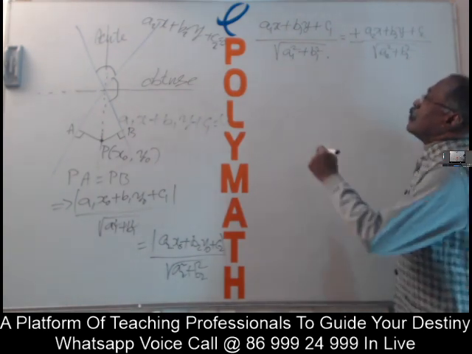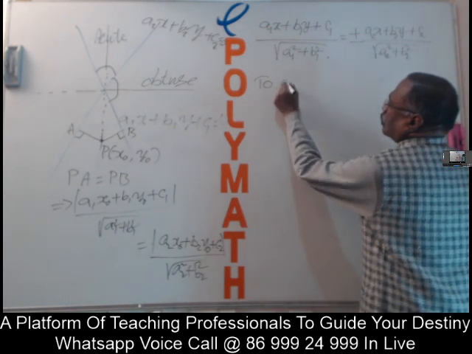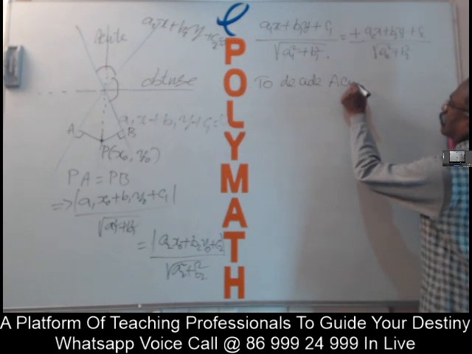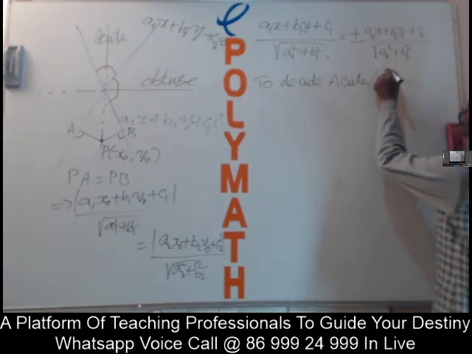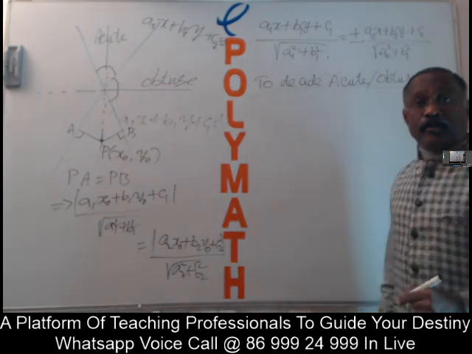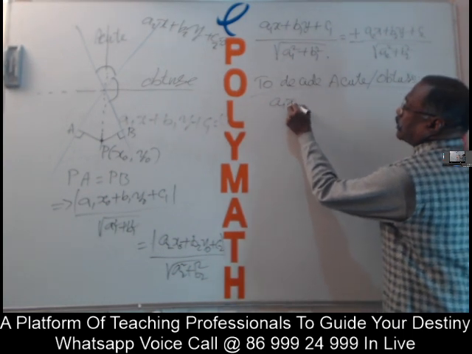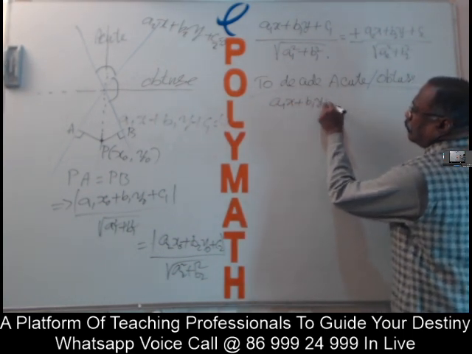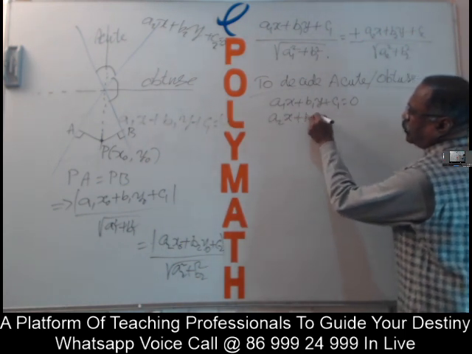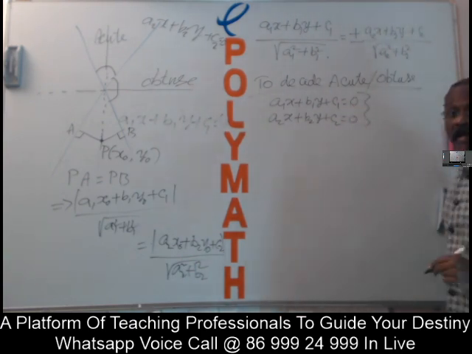See here, please. Whenever we decide acute or obtuse, see here: a1x plus b1y plus c1 equal to 0, a2x plus b2y plus c2 equal to 0. Never forget this point.